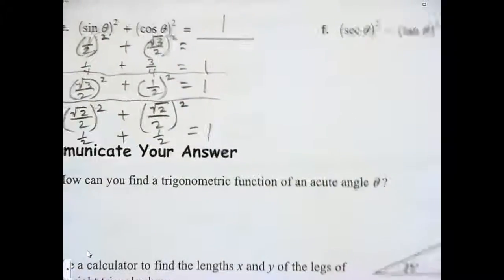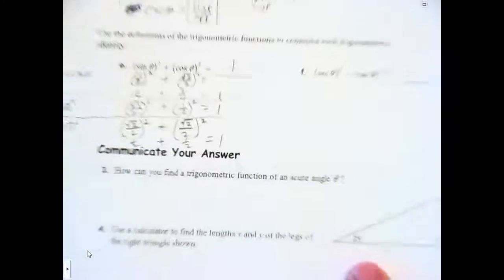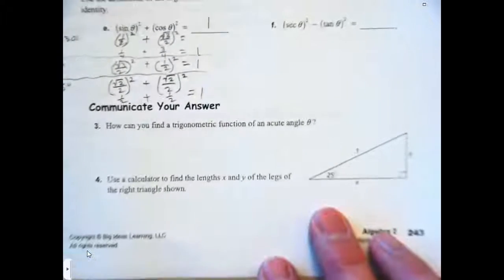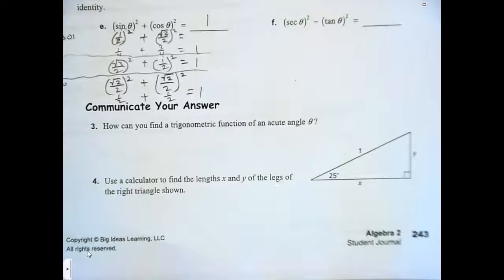All right. I want you guys to take a look at those 2 questions on the bottom there. How can you find a trig function of an acute angle? Okay, summarize your learning there. And then number 4, use the calculator to find the lengths of x and y.